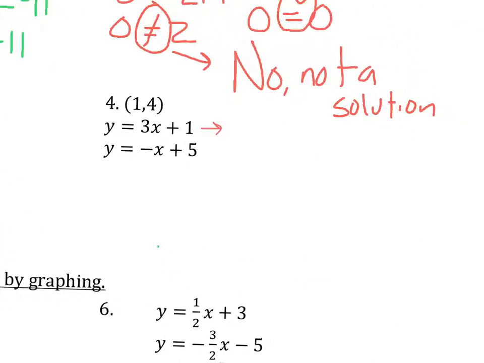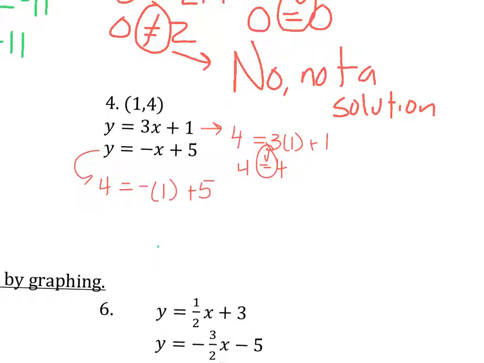All right, so first one here, y value for my ordered pair is 4, equals 3 times the x value for my ordered pair is 1, plus 1. So 3 times 1 is 3, plus 1 more is 4, so 4 equals 4. That checks out. Okay, let's try the second one. Y value from the ordered pair is 4, equals negative x value from the ordered pair is 1, plus 5. So -1 plus 5 is 4, equals 4. So that's another check mark. So it's a yes, that is the solution. Okay? So that's how to check if an ordered pair is the solution.